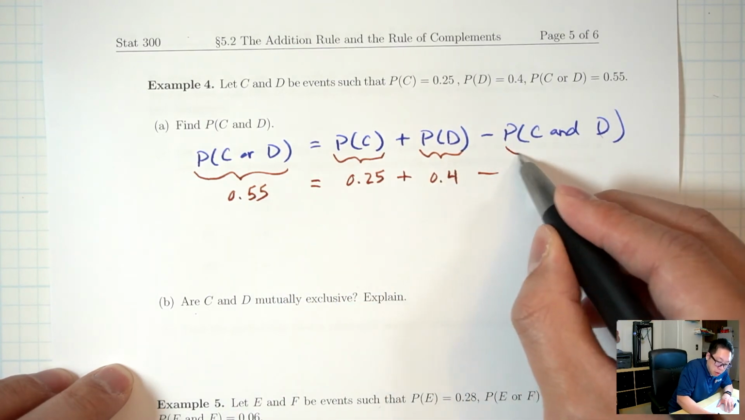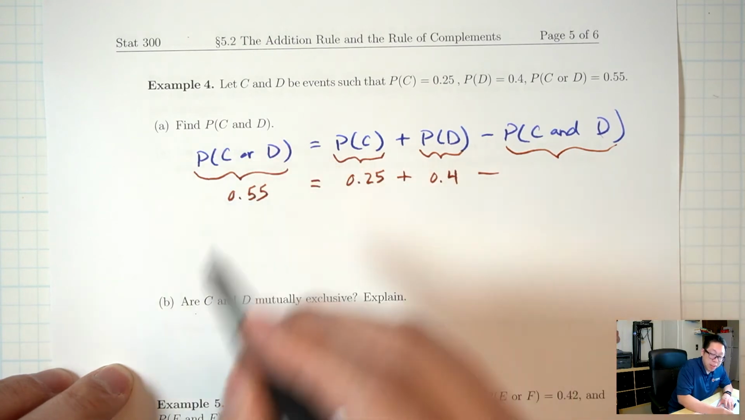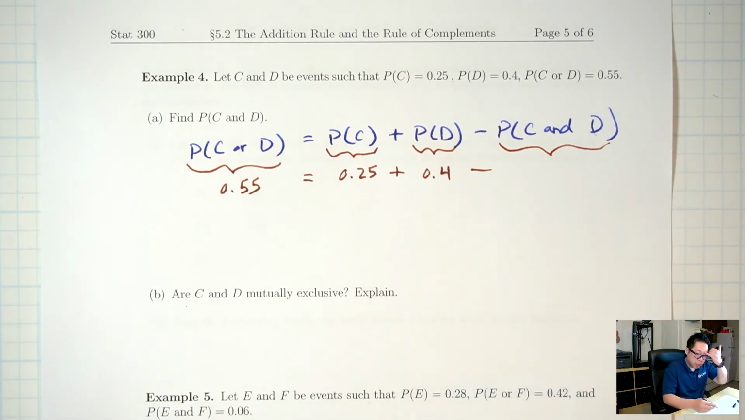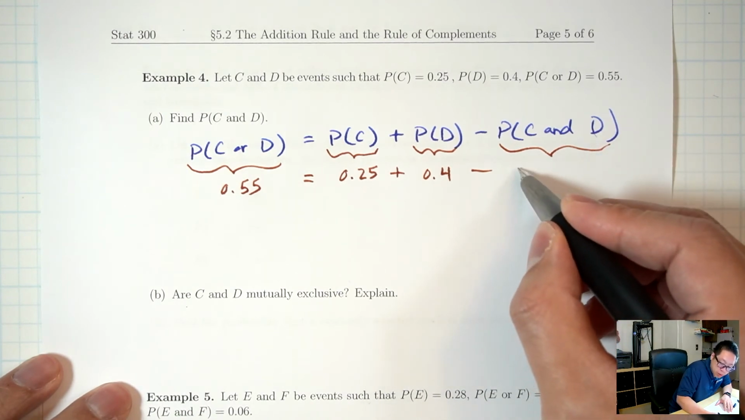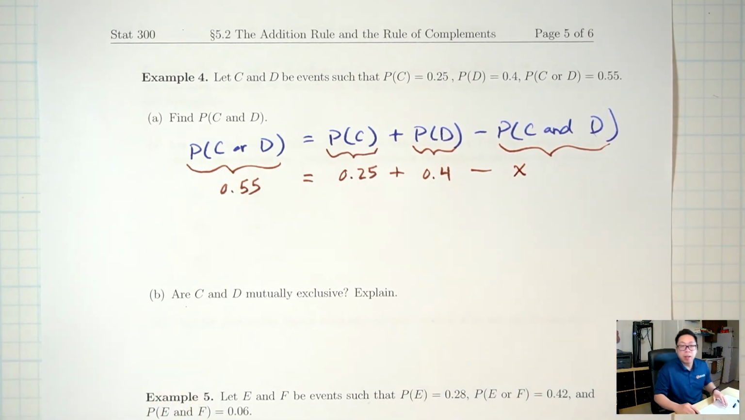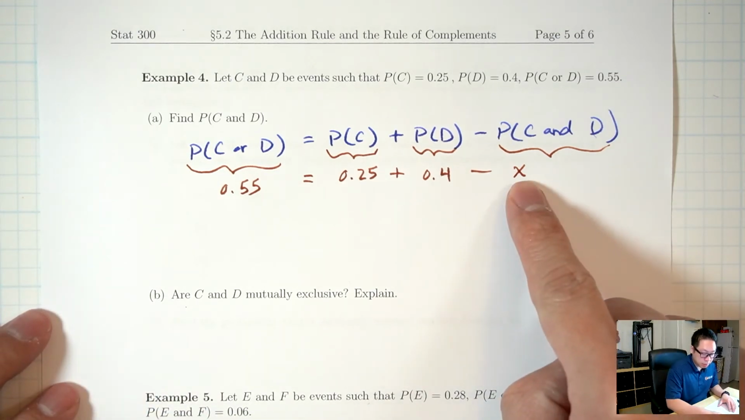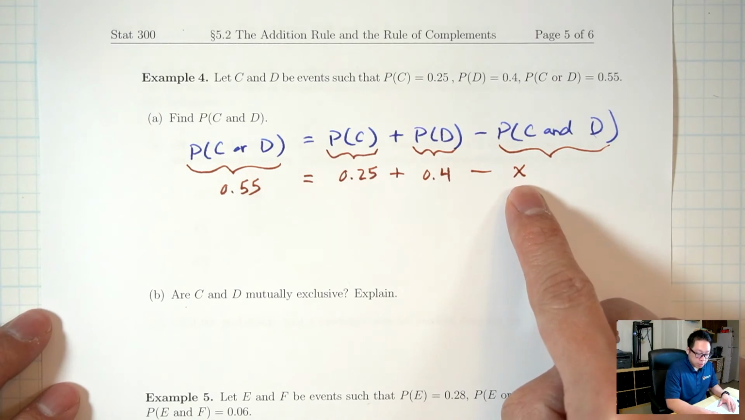Okay, this I don't know, right? I'm actually trying to find it. So let me replace that entire thing with a letter, because I don't want to keep on rewriting that. So let me replace it with, say, X. And now this becomes an algebra problem. So I need to find the X, the missing number X.